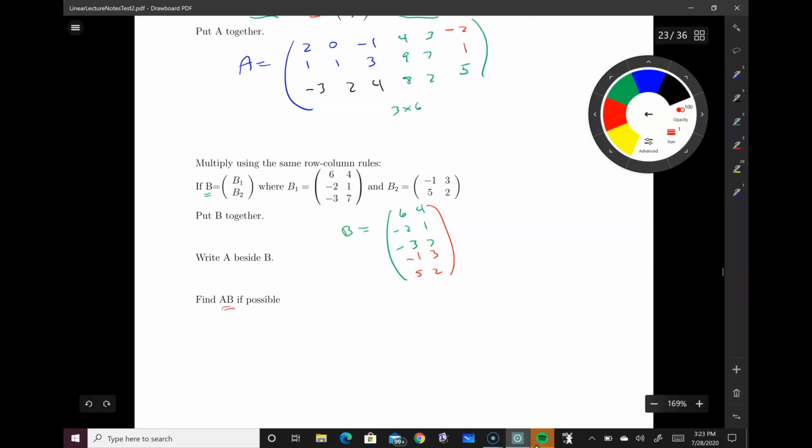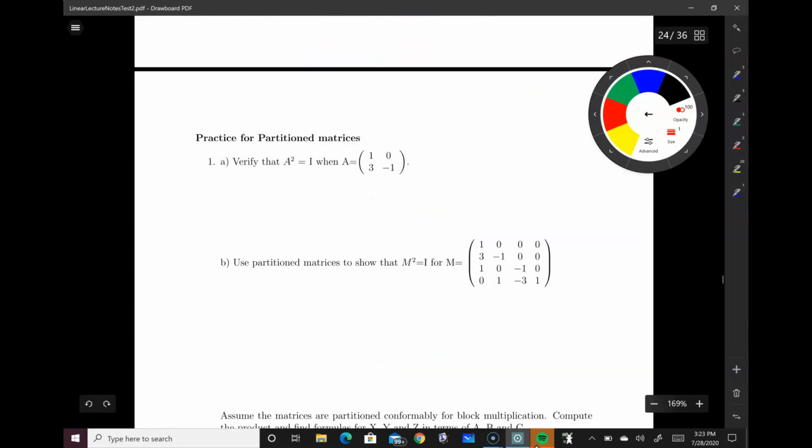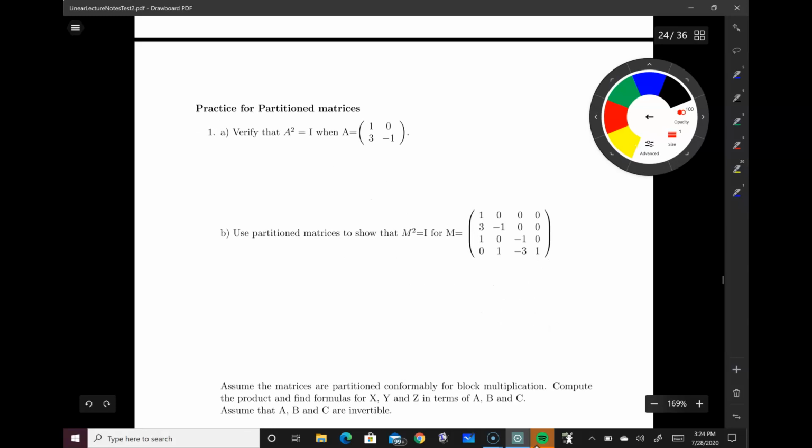So it's asking us to find A times B. So A times B, if I was to think about it, this is a 3 by 6 matrix, right? And this is a 5 by 2 matrix. Wait a minute. If A is 3 by 6 and B is 5 by 2, this cannot be done. They're not the correct sizes because, you know, these have to match. So it can't be done.